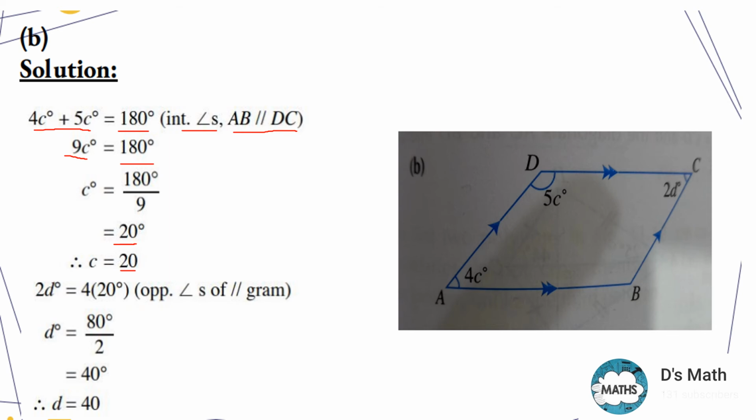And we know that in the case of parallelogram the opposite angles are equal, that means 2D is equals to 4C. So we will replace the values as 2D is equals to 4C, and we know the value of C, so we'll put the value of C, that is 20. So 2D is equals to 80, and 2 is multiplying over here, will be shifted on the other side, will be divided. So 80 divided by 2 is 40. That means we have the value of D as 40.